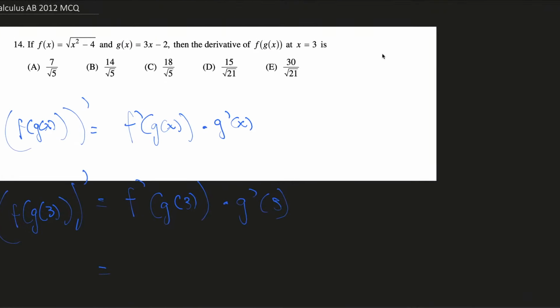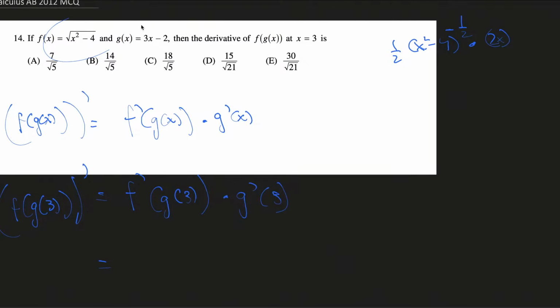F prime of x, if I take the derivative with the power rule, that gives me 1/2 times x squared minus 4, subtract 1 on the exponent, and then multiply by the inner function's derivative, which is just 2x. So the f prime of x is equal to this. If I just go ahead and plug in 3 into this, and then we're going to have to plug that into here. So let's go ahead and plug in 3.